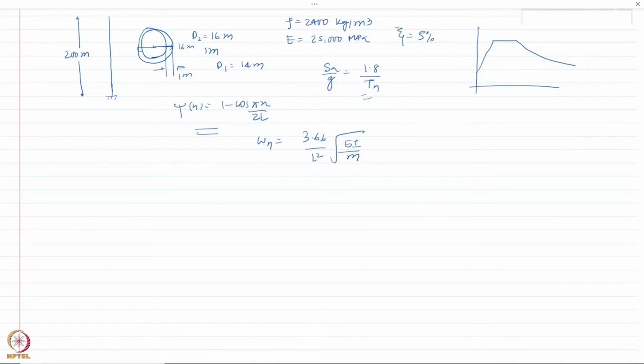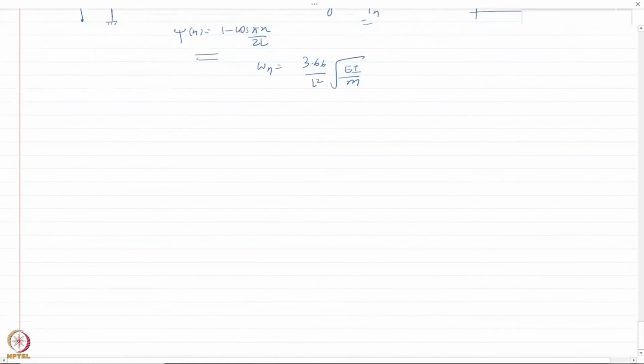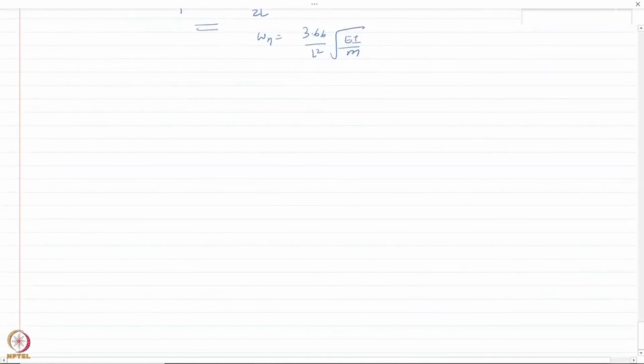All right, let us discuss this problem. Okay, so let us go step by step. The total length is given as 200 meters. Now remember, we need to find out what is the mass per unit length. We also need to find out the inertia.